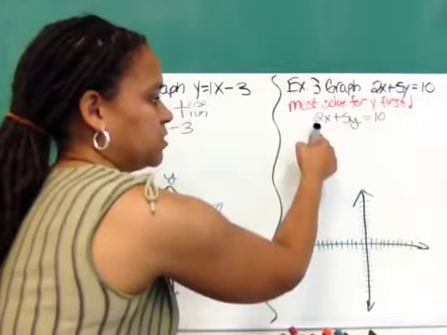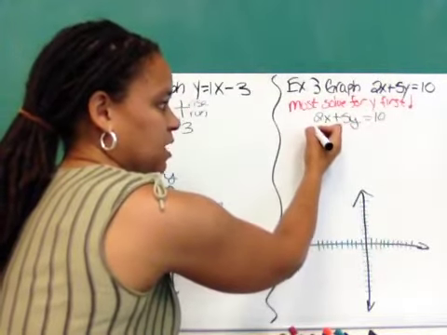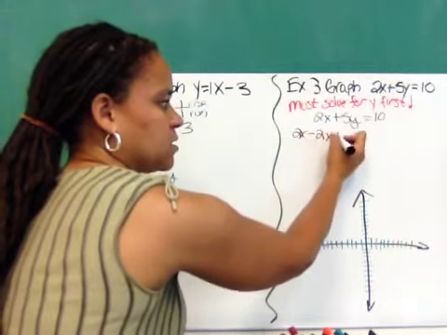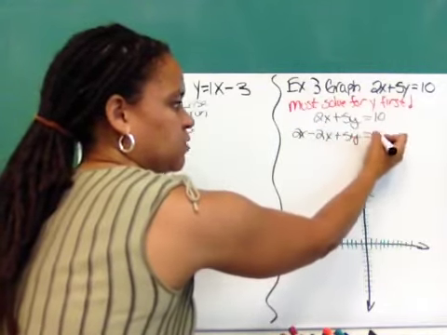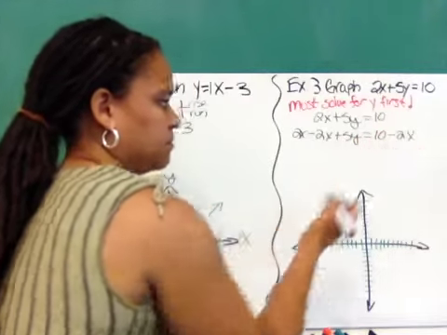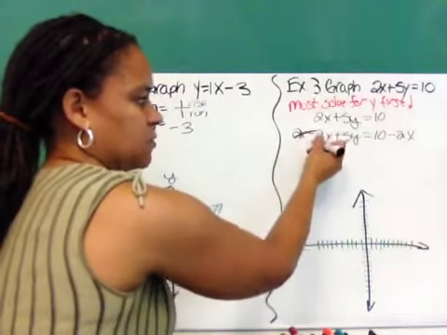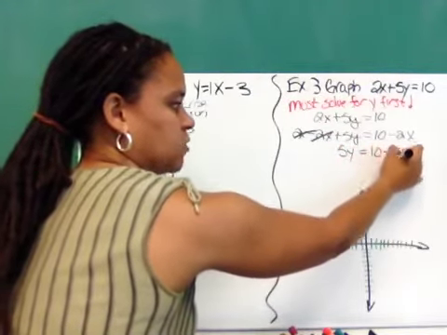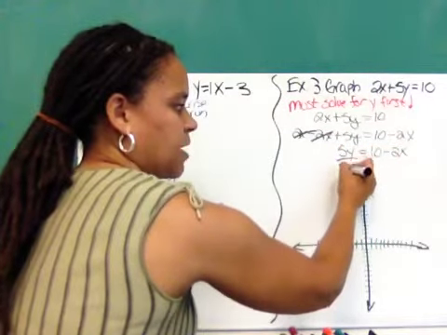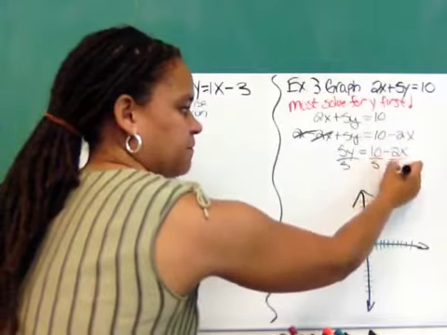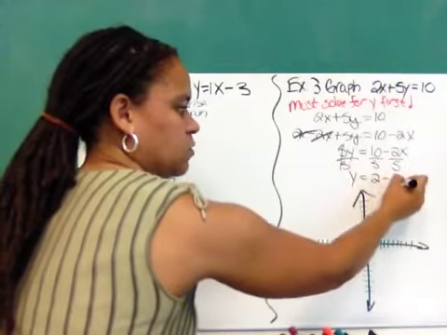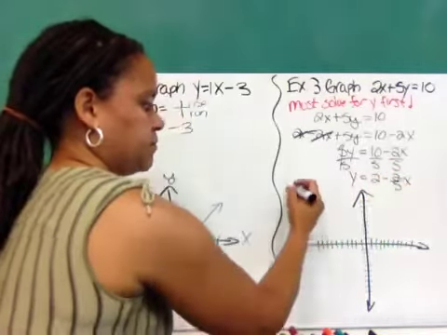Here I need to subtract 2x from both sides. So I have 2x minus 2x plus 5y is equal to 10 minus 2x. The 2x minus 2x, those go away. 5y is equal to 10 minus 2x. Divide everything by 5. So y is equal to 2 minus 2/5 x.